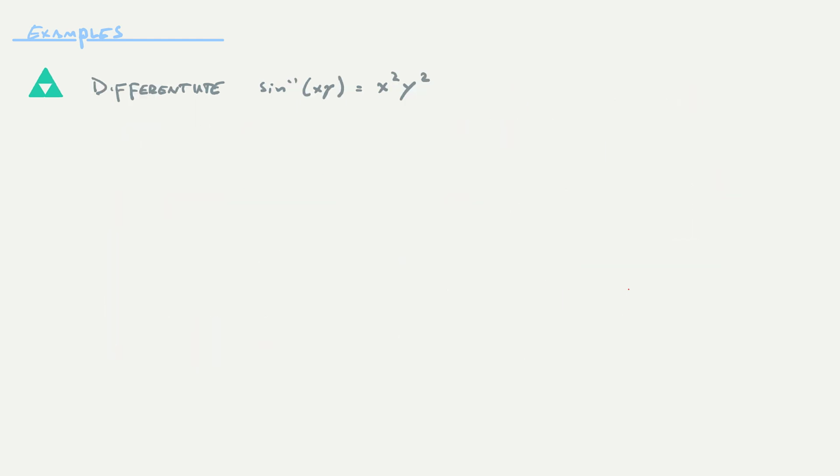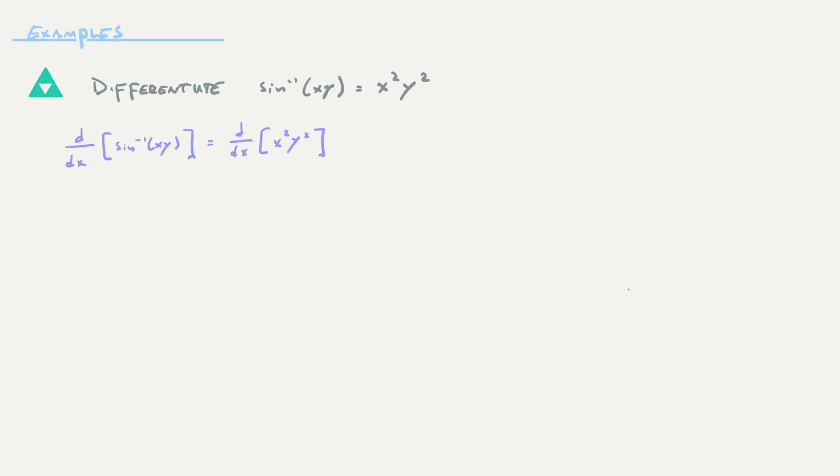Last example, differentiate the sine inverse of xy equal to x squared y squared. All right, here we go. This one's interesting. This is implicit differentiation that we're going to have to do here. I invite you to pause the video and try this. If you've been watching the videos, you know how to do implicit differentiation.